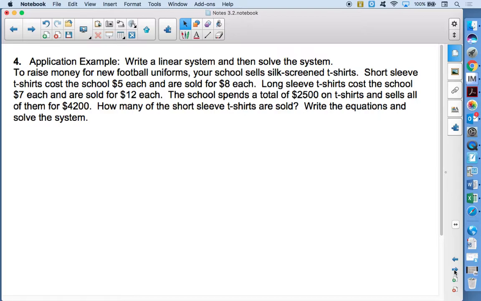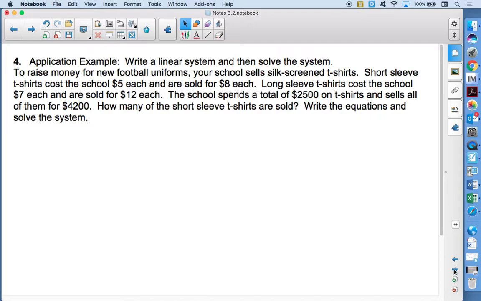Alright, so for 4, the last problem at the bottom of the next page. So we're skipping a whole bunch. We're going to the bottom with the little word problem. To raise money for new football uniforms, your school is selling silkscreen t-shirts, which are the cheap ones that you can make that have the pattern on them. Like somebody probably took your shirts over here and made them in bulk.